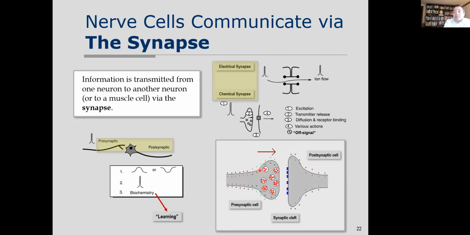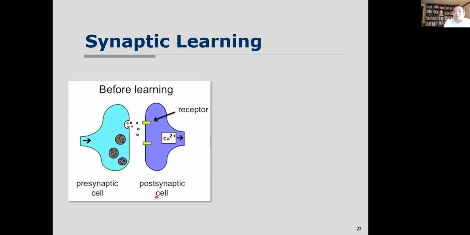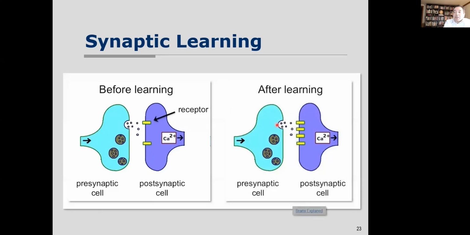And then you see action potential. You see the neurotransmitter go. You see it go to the receptor. Then it changes the postsynaptic cell. And we get this concept of synaptic learning. So before learning, we see maybe two receptors. I mean, this is obviously simplifying. After learning, we see more receptors and a much more efficient synapse.